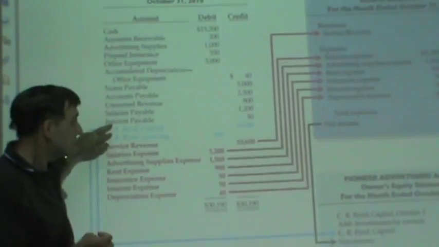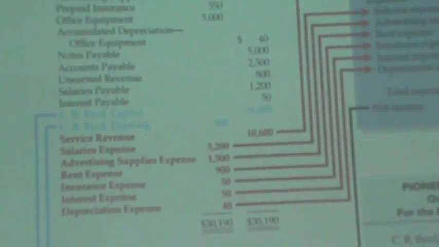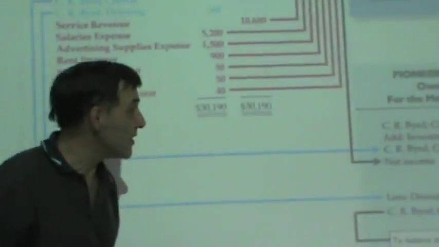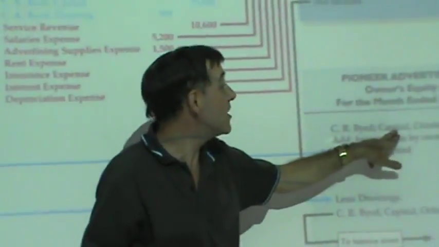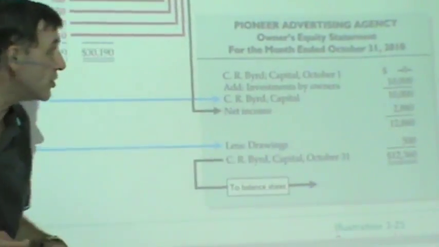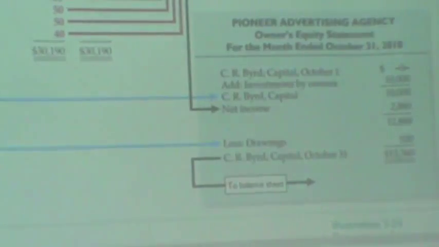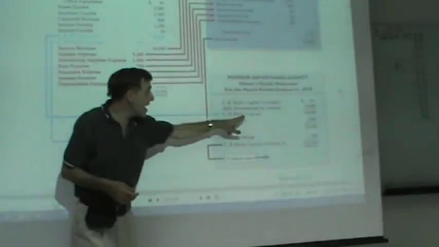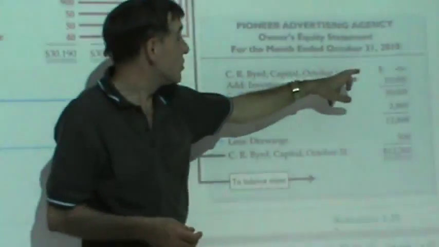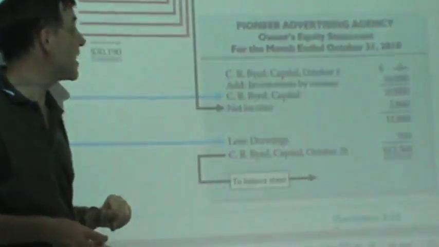Now, here, the blue ones, you see the blue ones, capital, drawing, you get the equity statement. You have the capital from the previous balance sheet. Well, there was no balance sheet, so it's actually zero. You got the current investments, and you can pull in the capital, it's in investments, okay? And you get the capital in here, okay? So, original balance 0, additions 10,000, capital is 10,000.